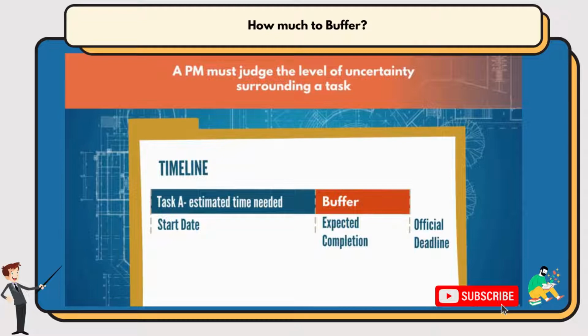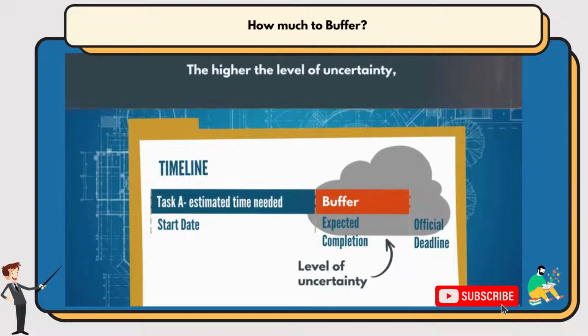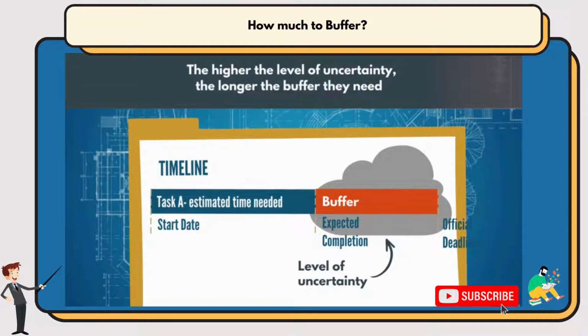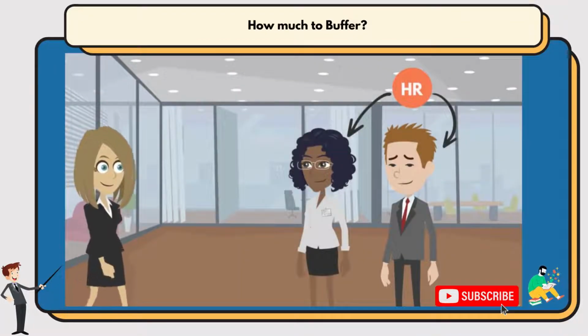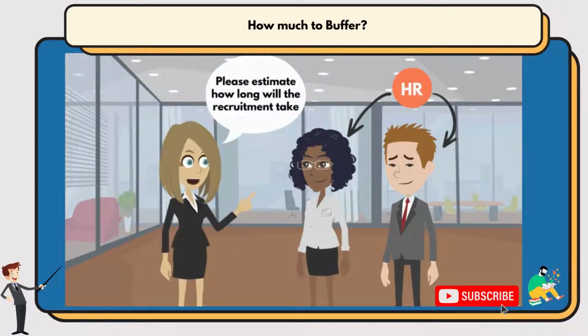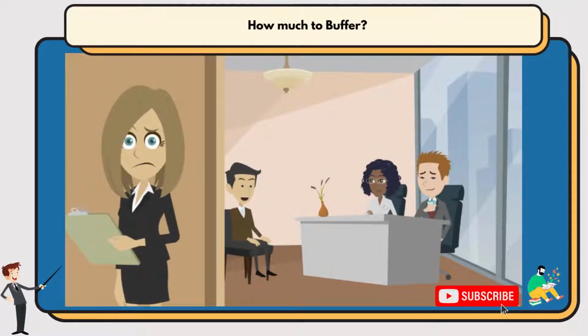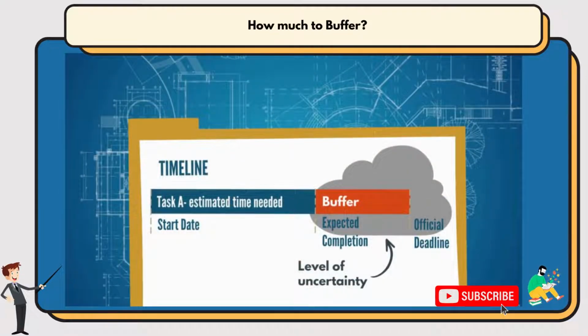First, a project manager must judge the level of uncertainty surrounding a task. Simply put, the higher the level of uncertainty, the longer the buffer they need. For example, say you're heading a project, and you task HR with estimating how long recruitment will take as you don't have the expertise in this field. However, you've never worked with this HR team before, so the level of uncertainty is quite high. It's an unknown variable as to how good they are at recruiting showroom salespeople. Therefore, you would add a bigger buffer to their estimate than an estimate from an HR team you have worked with and know to be accurate with their estimations.